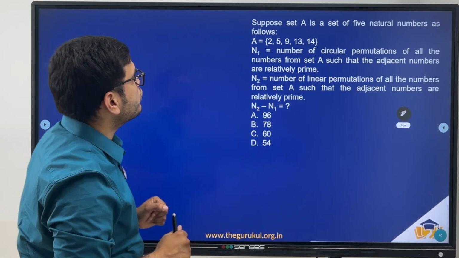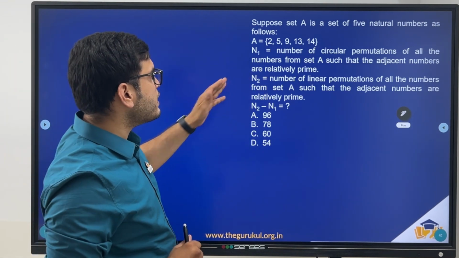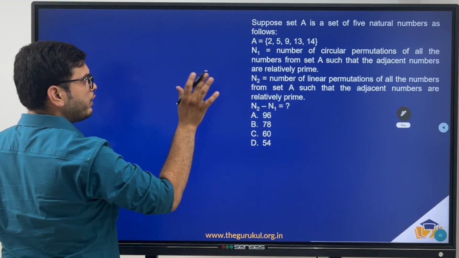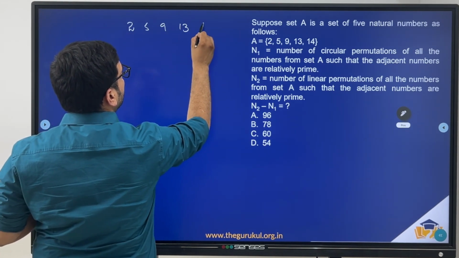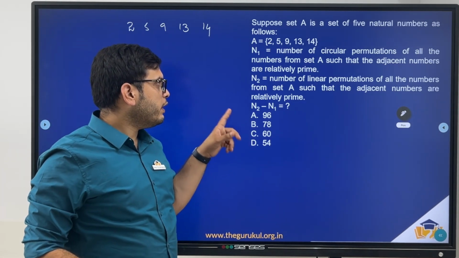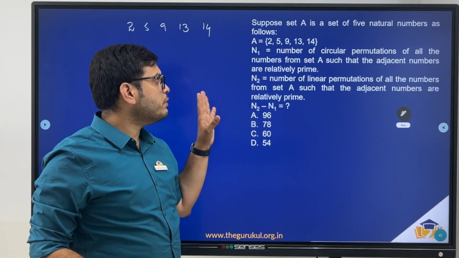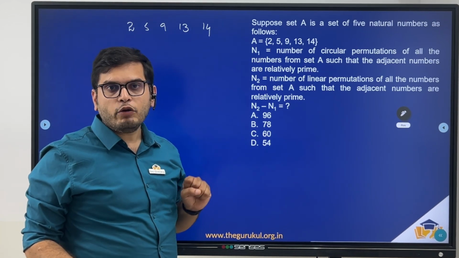Now coming to the third question. Suppose set A is a set of 5 natural numbers as follows: 2, 5, 9, 13 and 14. Now n1 is equal to number of circular permutations of all the numbers from set A such that the adjacent numbers are relatively prime. So there should not be any common factor between any two adjacent numbers.